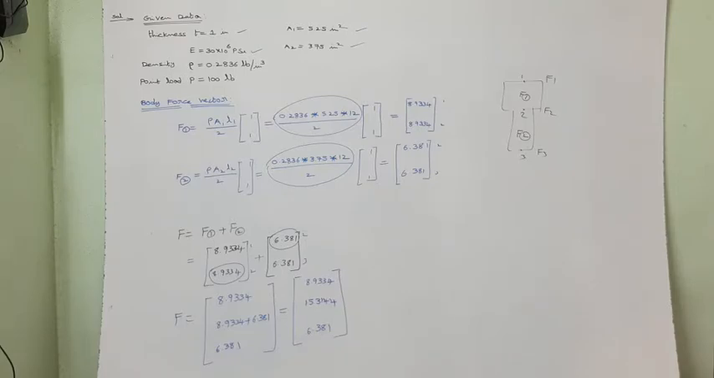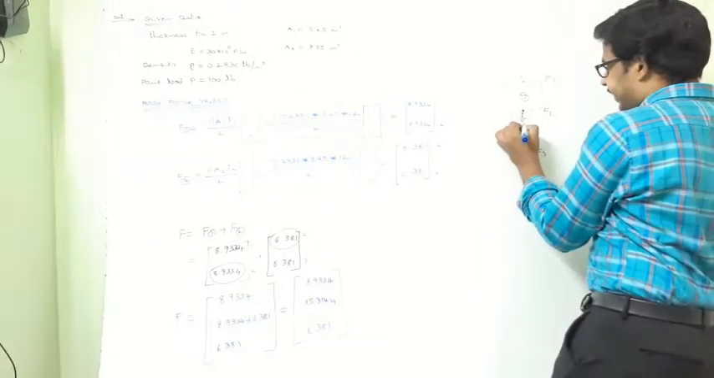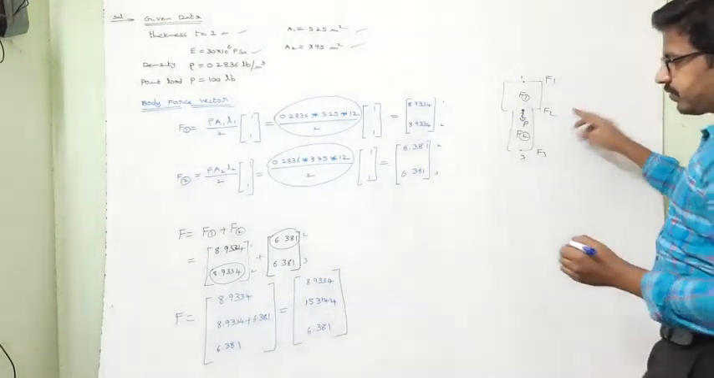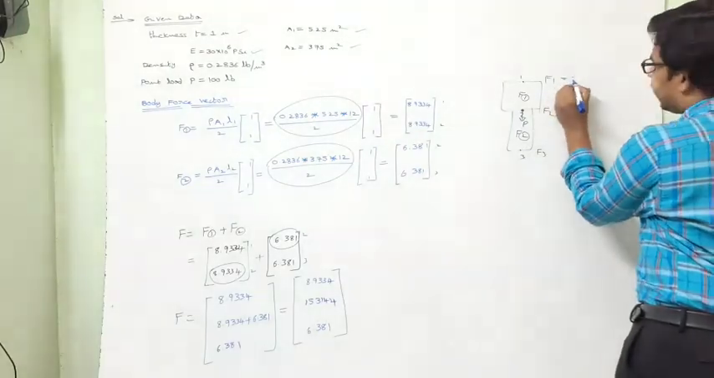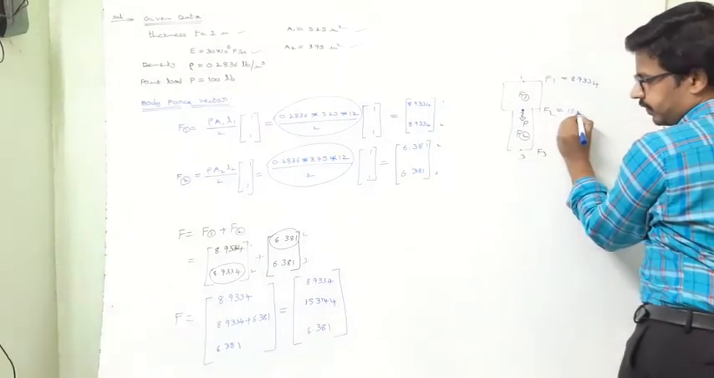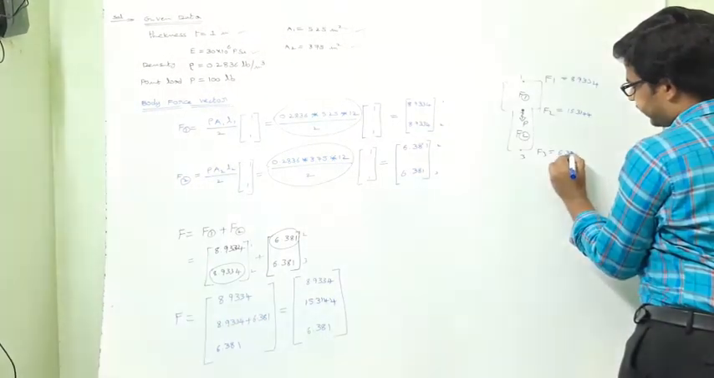So here in the given problem, some point load is acting at node 2. That's why F1 is equal to 8.9334, F2 is equal to 15.3144, and F3 is equal to 6.381.